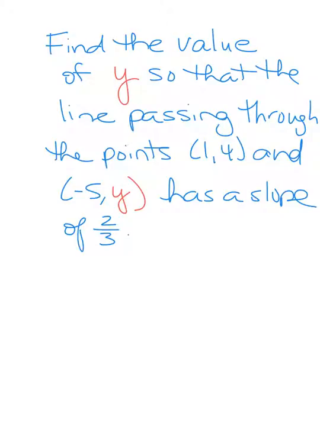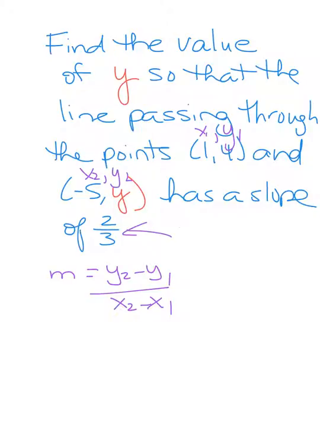Okay, let's look at our last example. It says find the value of y so that the line passing through the points (1, 4) and (-5, y) has a slope of 2/3. So I have to use my slope formula. This is a little bit more advanced. I have m is equal to, remember, y2 minus y1 over x2 minus x1. So I'm going to label what I have. This is x1 and this is y1 and this is x2 and this is y2.